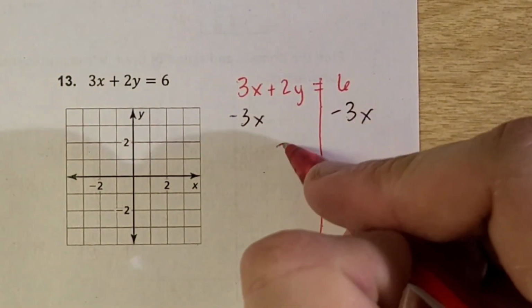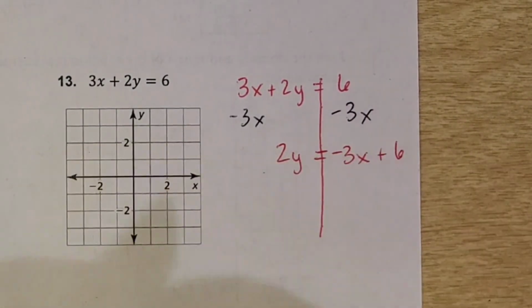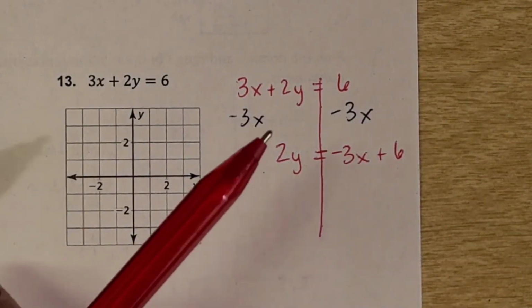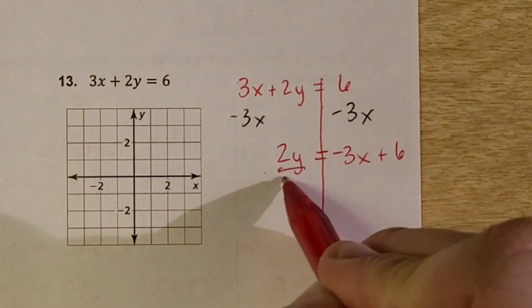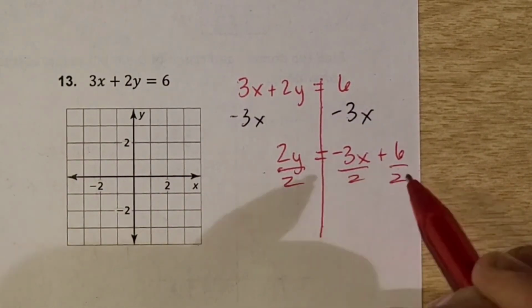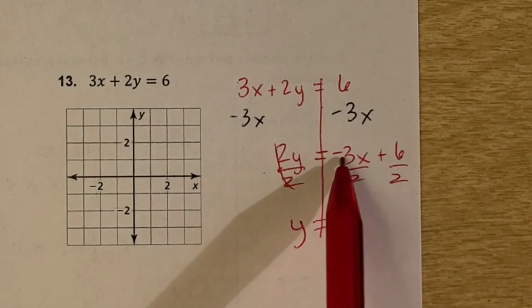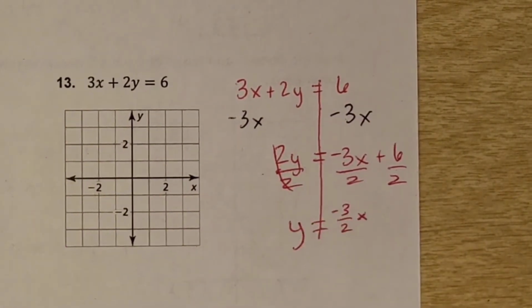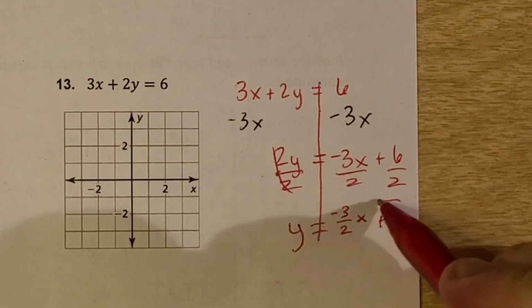This will go away, and I'm left with 2y equals negative 3x plus 6. Don't forget, not like terms, so you cannot squish these two things together. Okay. And lastly, I'm going to divide everything by 2. I get y equals negative 3 over 2. There's nothing I can do to simplify that, so I'm going to leave it as negative 3 over 2. 6 divided by 2 is 3.